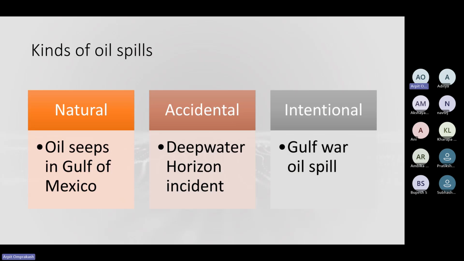The second one is accidental. So, for example, the Deepwater Horizon incident, which happened in 2010, where the oil rig, which was used to extract oil from the earth, exploded, and this led to a leak of a large quantity of oil into the region. And the third type is intentional. So, for example, the Gulf War oil spill, where Iran spilled oil to prevent US ships from arriving in that area, to prevent enemy ships from navigating in the sea properly.